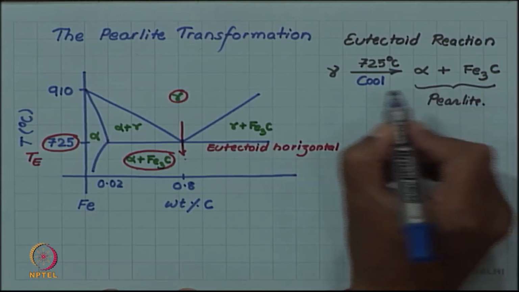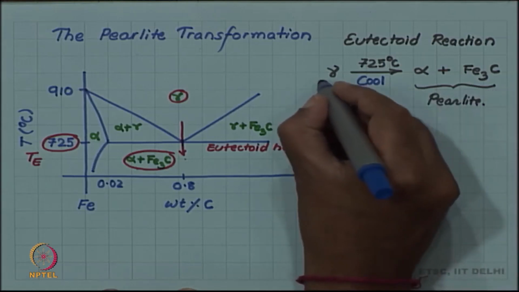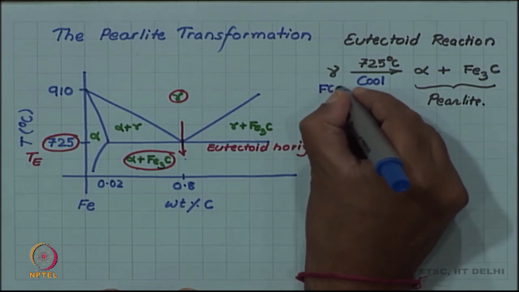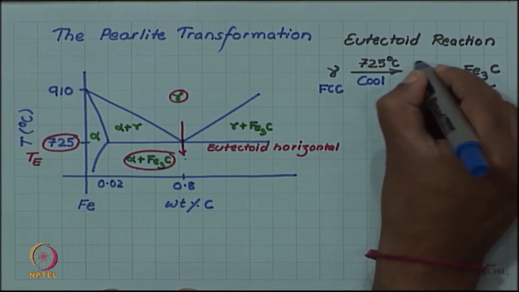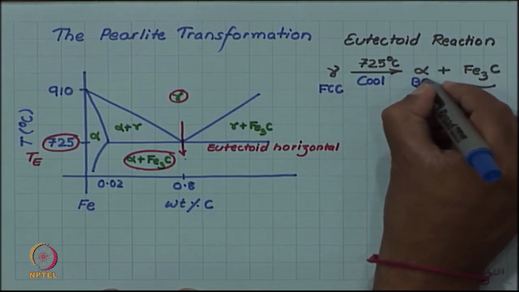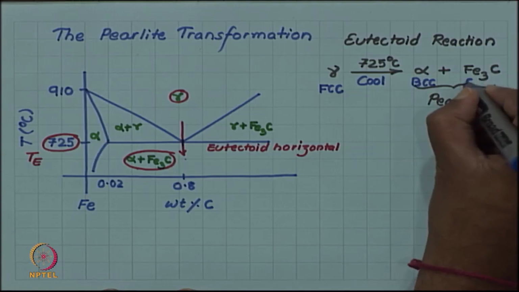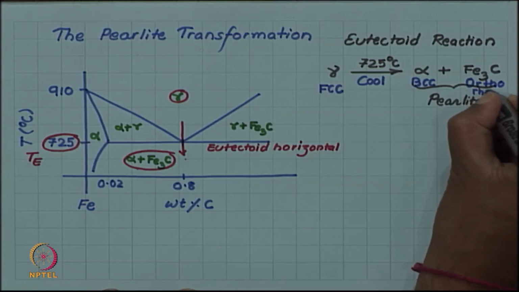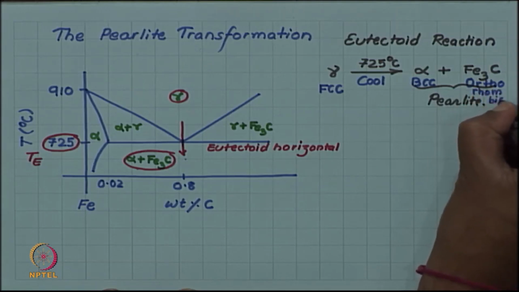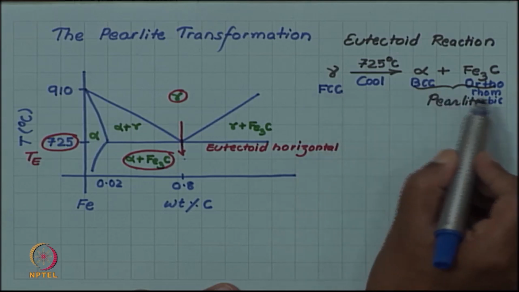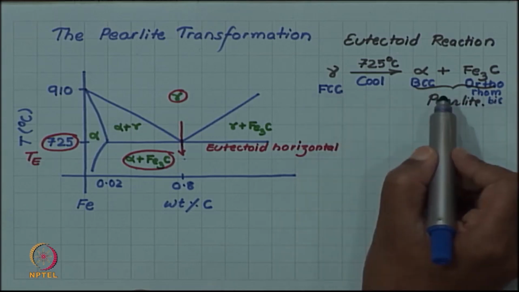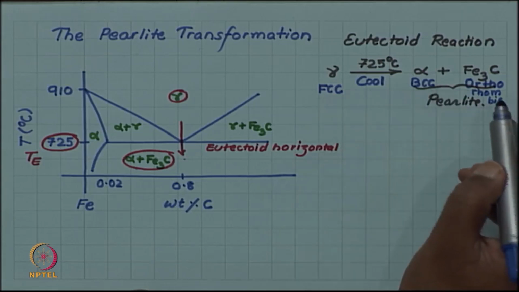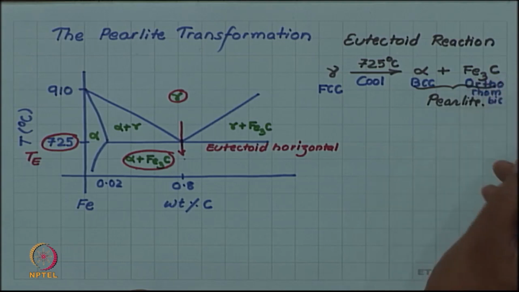You can immediately see that this transformation cannot happen immediately, because gamma is face centered cubic, alpha is body centered cubic, and Fe3C has some orthorhombic structure. So, the crystal structure has to change, and for this crystal structure change, iron atoms have to move. They have to change from FCC to BCC, and a new compound of iron atom with carbon has to form.